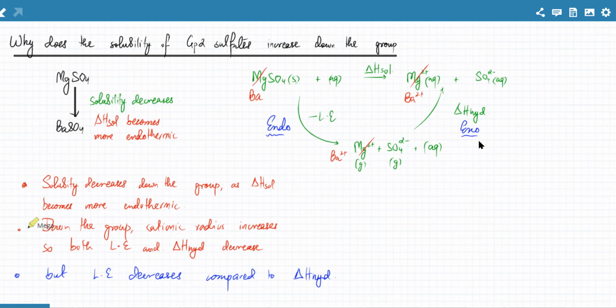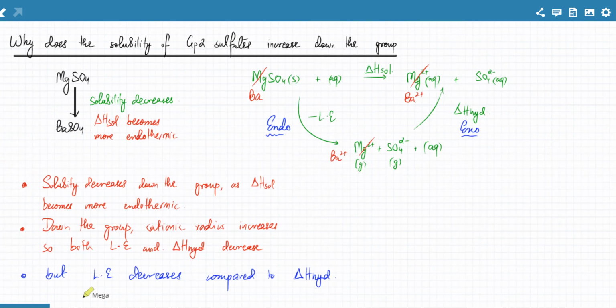Okay, so that's your whole explanation for this: when you move down the group, both lattice energy and enthalpy of hydration become smaller and smaller. But enthalpy of solution is the sum of both. Because it's becoming less soluble, this part is still relatively bigger compared to this one. Is the explanation clear? Yes, sir. So you have to remember this specific explanation.